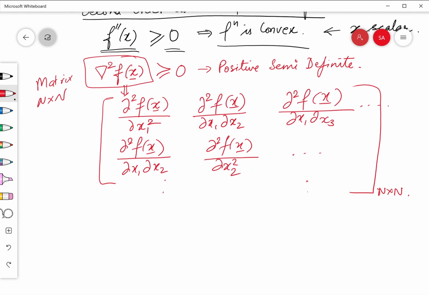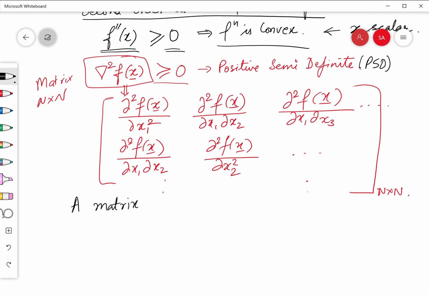Now what do you mean by a matrix being greater than or equal to 0? It means that a matrix is positive semi-definite. I'm writing it here as PSD, which is the short form.